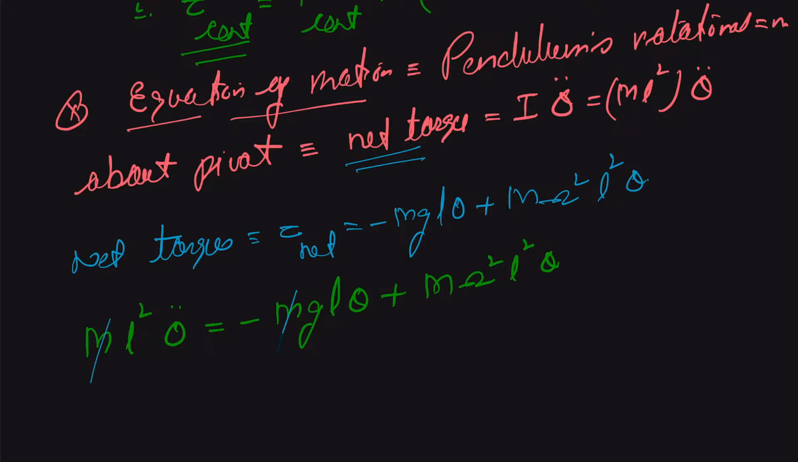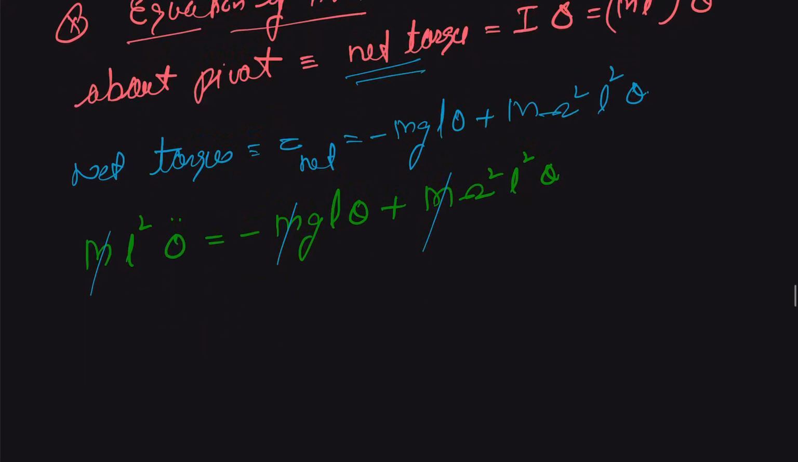From here we can take out m, and we can also cancel out L. So this L cancels one L, and this square goes away. Therefore, we can write the equation in the format of theta double derivative, and this will be equal to minus g theta plus omega square L times theta, and we can also take this theta as common.